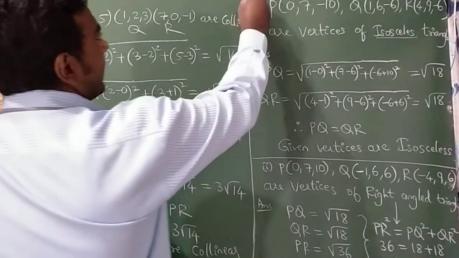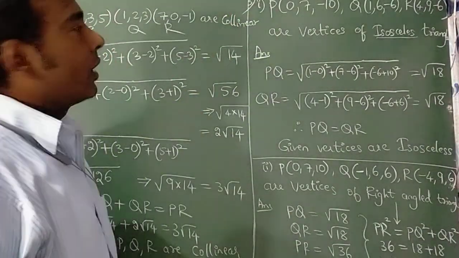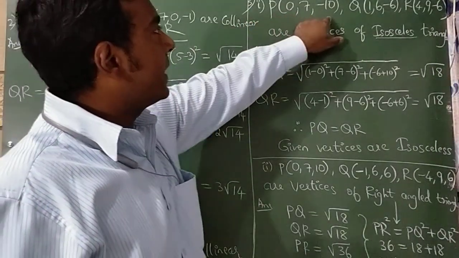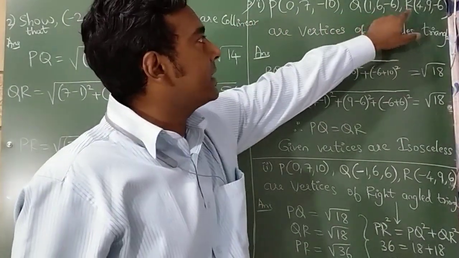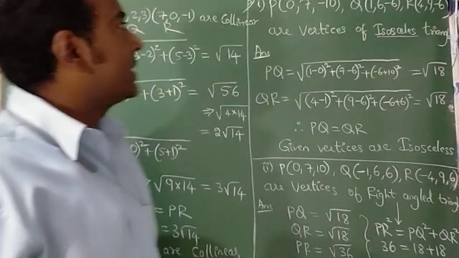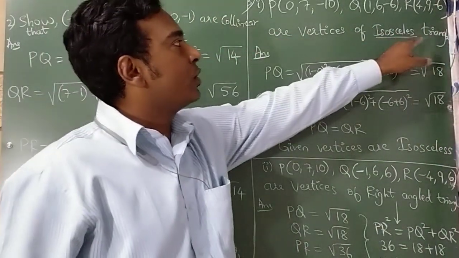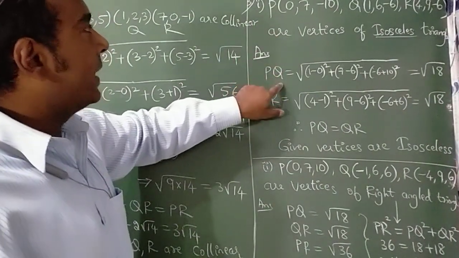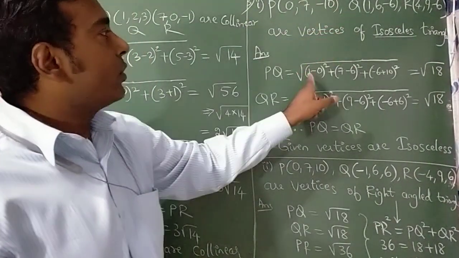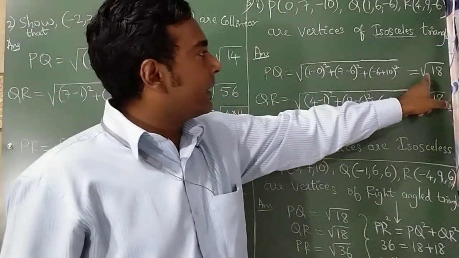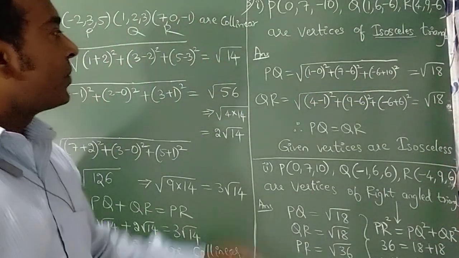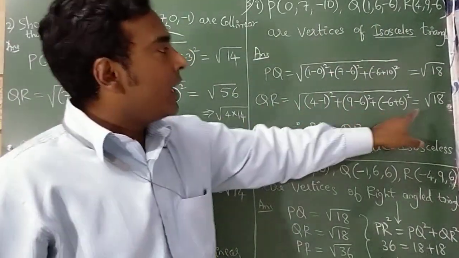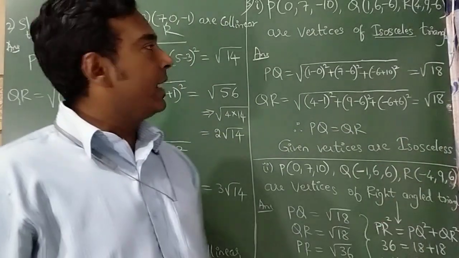Okay, this is the next question, that is the third question. P is (0, 7, -10), Q is (1, 6, -6) and R is (4, 9, -6) are vertices of an isosceles triangle. We need to verify that. So first, PQ, this is P, this is Q. According to the distance formula, if we apply, I will get the answer root 18. Now next QR. If I apply the distance formula, again I am getting the answer root 18.